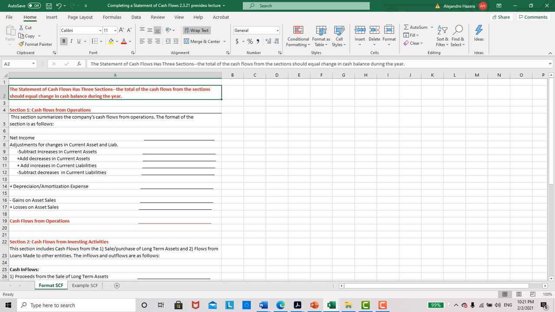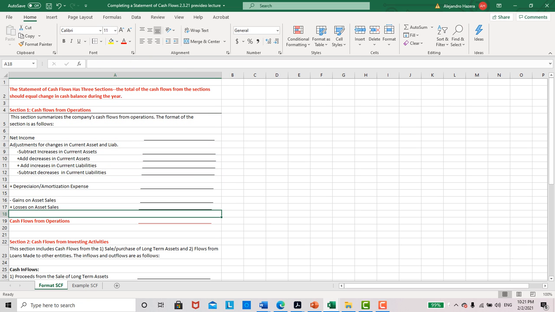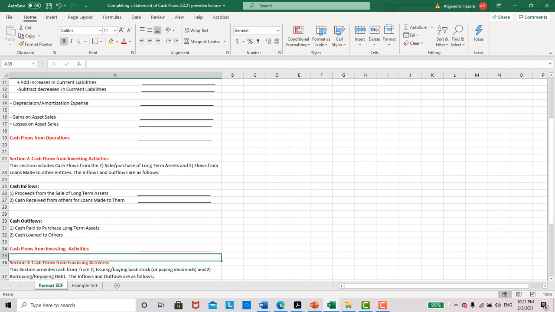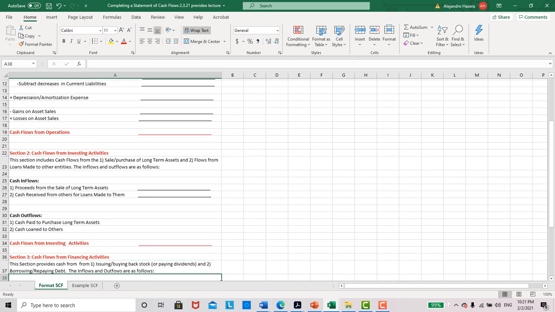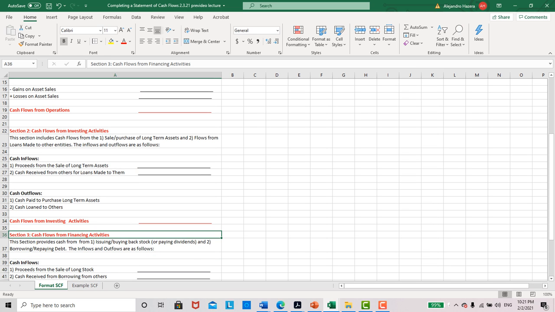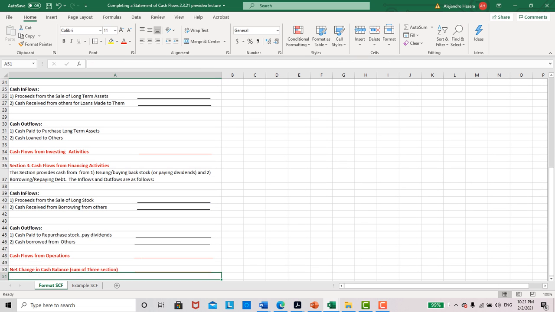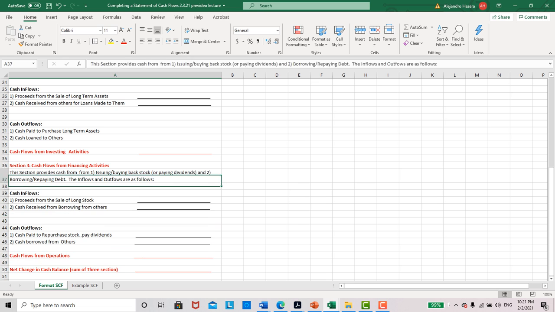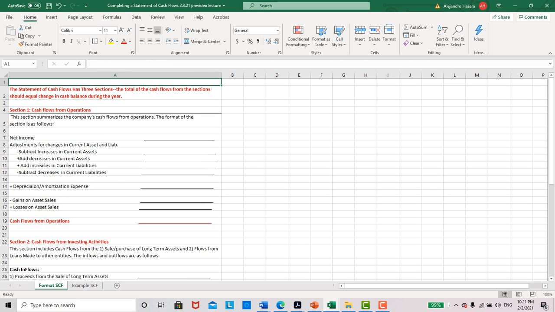As you know, the statement of cash flows has 3 sections: cash flows from operations, cash flows from investing activities, and cash flows from financing activities. And of course the bottom line of the statement of cash flows equals the change in the cash balance. Let me go over each one of these sections, the way they're generally built. Each company is different, but they're generally built this way.